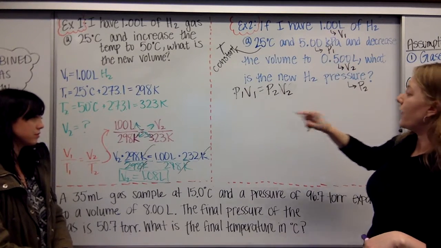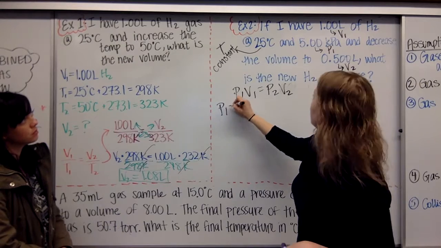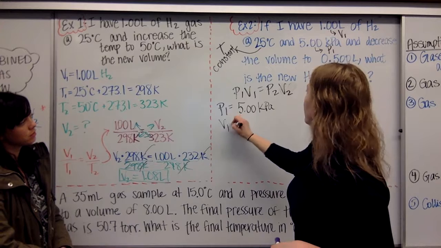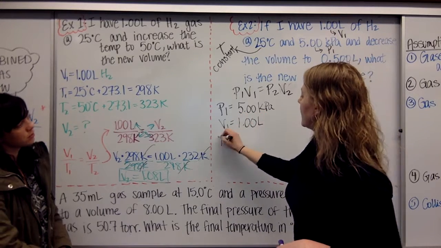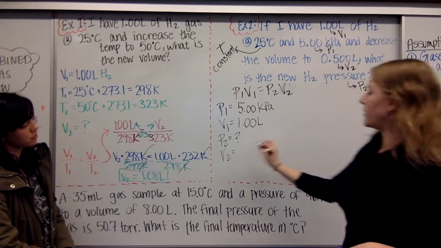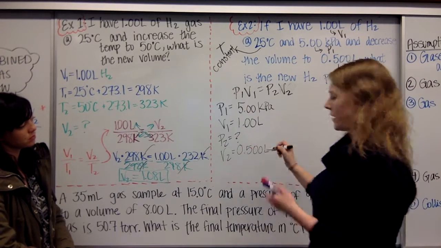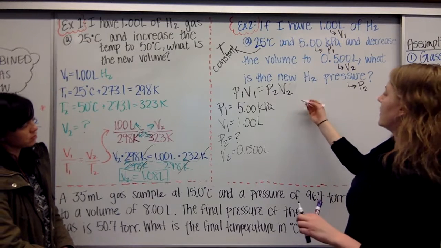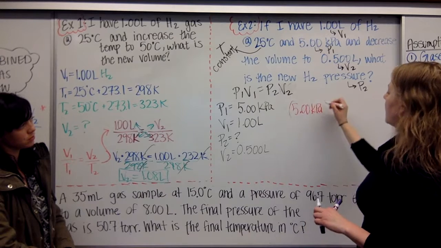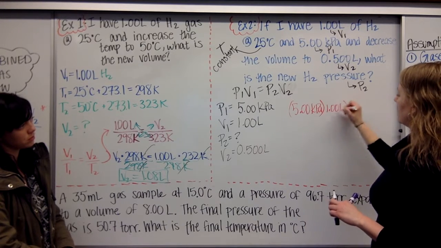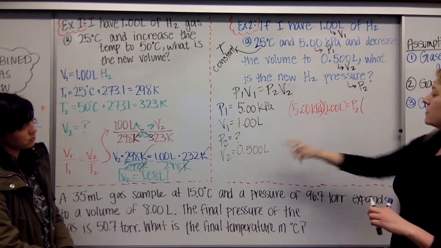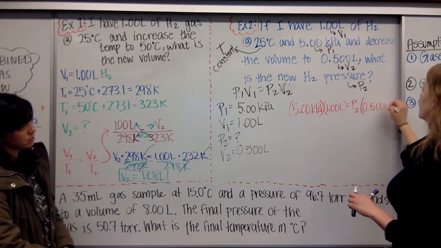Now, what do we have here? We can plug it in, right? We should add these in. 5 kPa, our variables list. Volume 1 is 1 liter. Our P2 is unknown, and our V2 is 0.5 liters. Okay, now I can plug this into my equation. So P1, 5 kPa, times V1, 1 liter, is equal to P2, which we don't know, times V2, which is 0.500 liters.